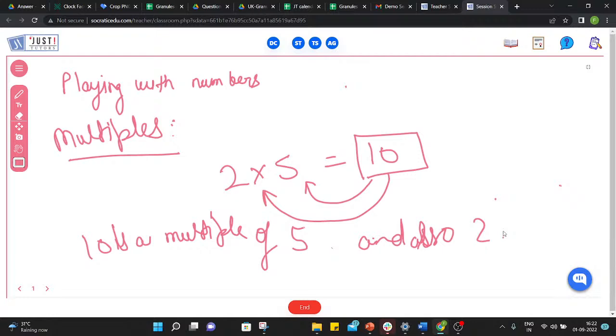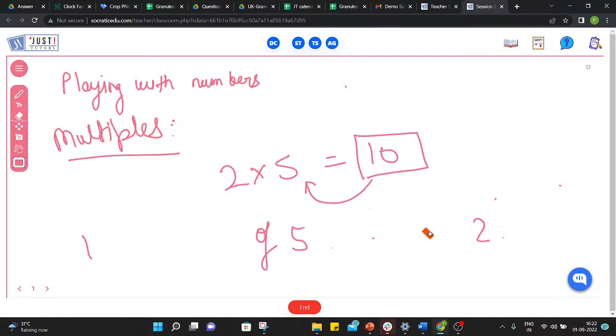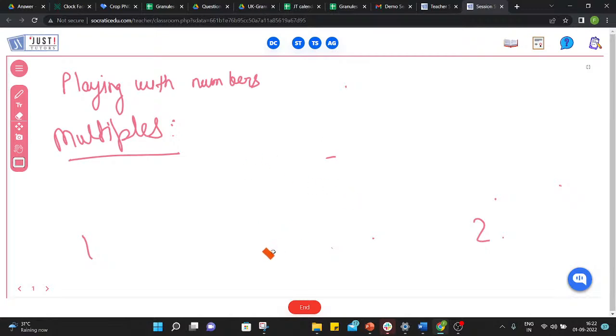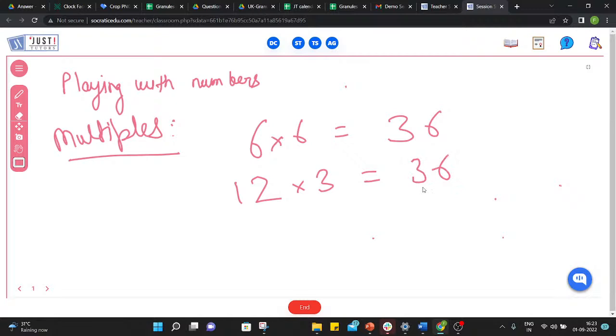Okay, 6 times 6 is 36. So 36 is a multiple of 6. But here is the catch. Let me tell you. Let's talk about 36. 6 times 6 is 36. That means 36 is a multiple of 6. 12 times 3 is 36. That means 36 is a multiple of 3 and 12 as well.